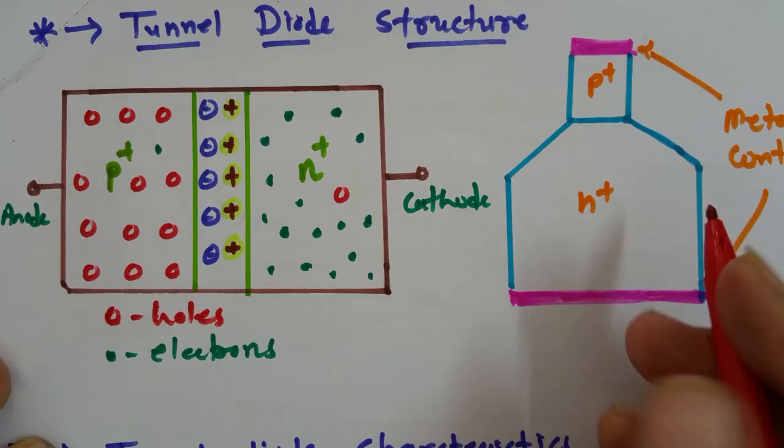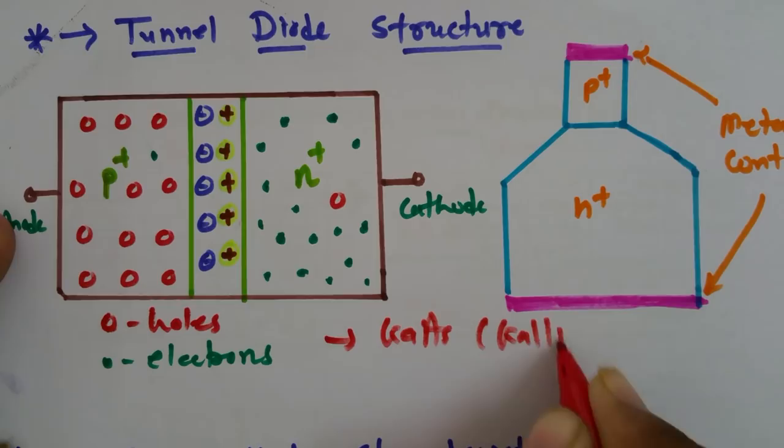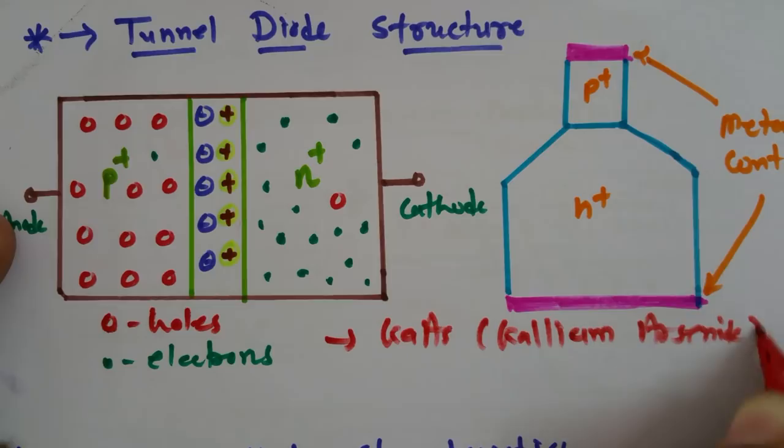When we talk about its fabrication, then it could be fabricated by few materials, like we can use gallium arsenide. We can use gallium antimonide.